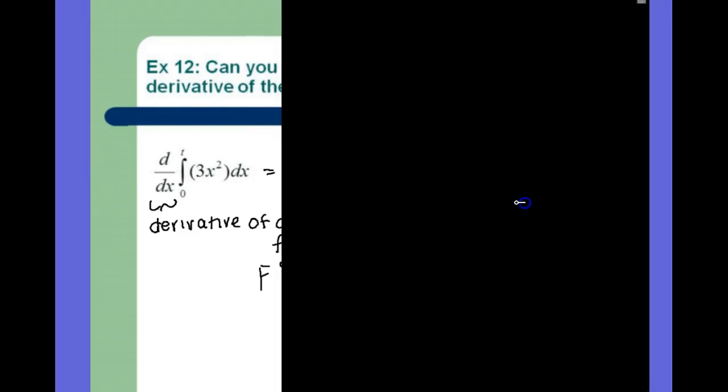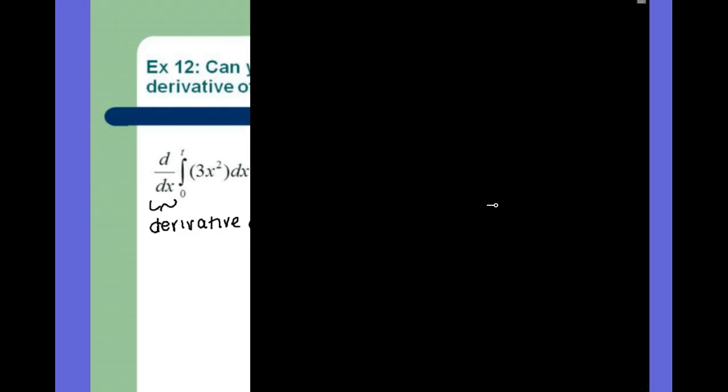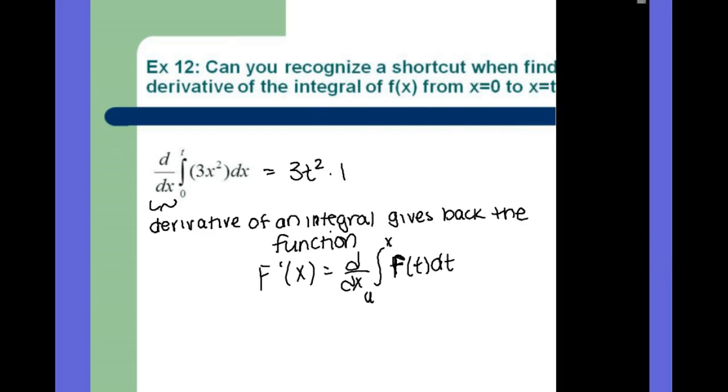So what's the shortcut or the rule? We talked about this yesterday. Let's just review it. What's the shortcut? If you have d dx of the integral from 0 to t of 3x squared dx, the shortcut is, plug in t for x. And then if t was something other than a linear, you would have to multiply it by the derivative.